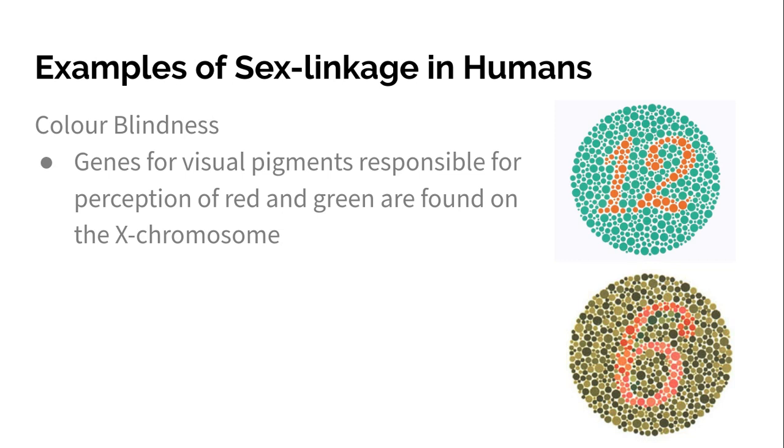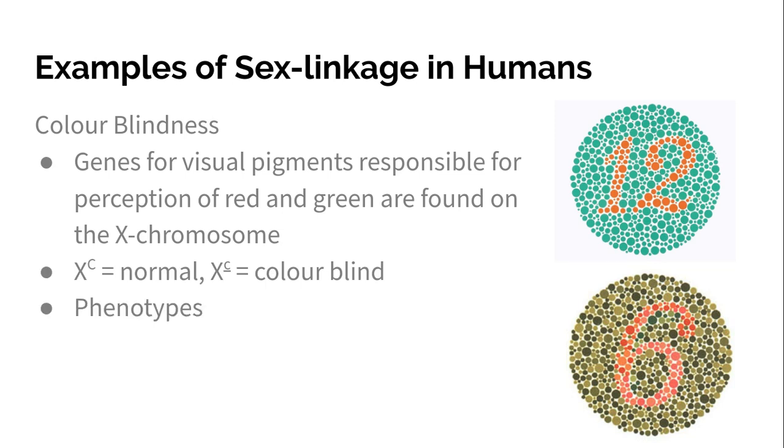So there are lots of examples of sex linkage in humans. One that we're going to talk about in depth is color blindness. Visual pigments responsible for creating reds and greens are found on the X chromosome. That's the rods in the back of your eyes. By rods, I definitely meant cones. And we're going to show it like this when we talk about it in class. So X big C means you're normal. X little c means you're colorblind.